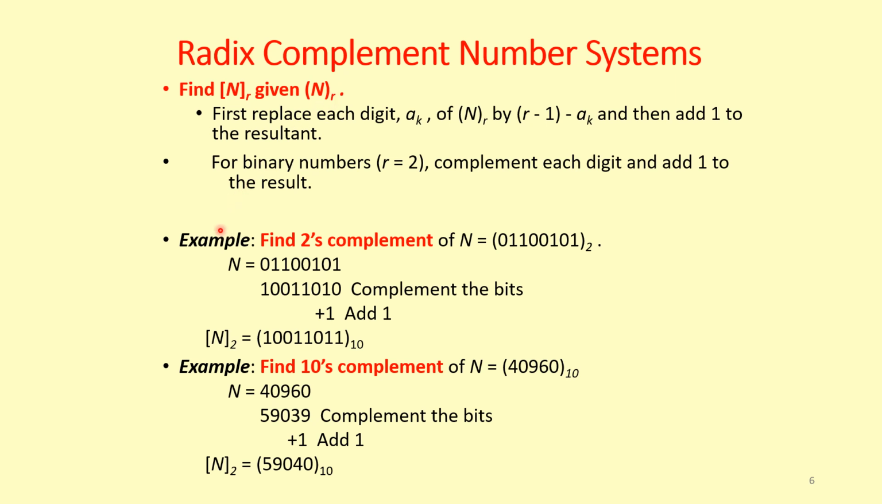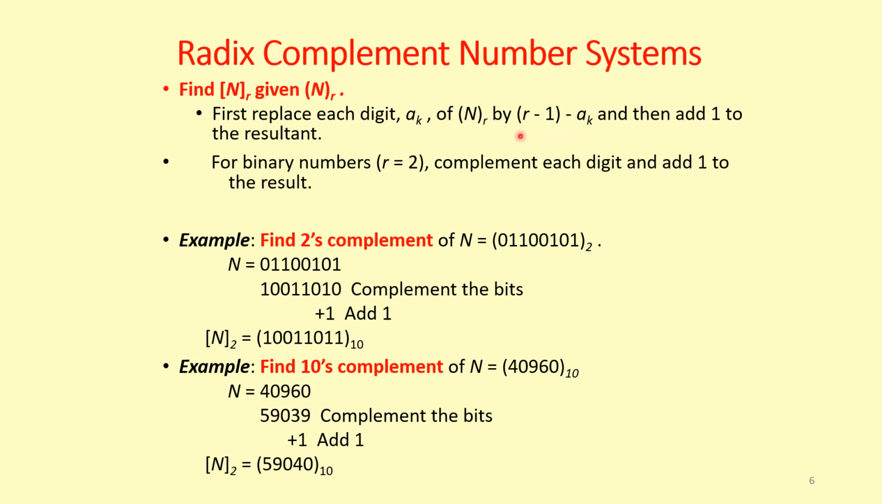In the previous slide, we saw that you take 2 to the power n minus the number, but there is another way to get the complement of the number, and that is given here. First, replace each digit ak of the number by r minus 1 minus ak, and then add 1 to the result. So if it is a binary number system, you will be subtracting each bit from 1, because 2 minus 1 is 1. You will be subtracting each bit from 1, and at the end you will be adding a 1.